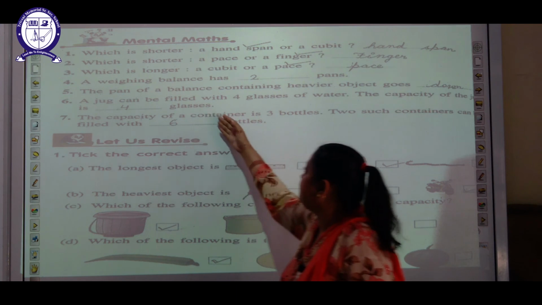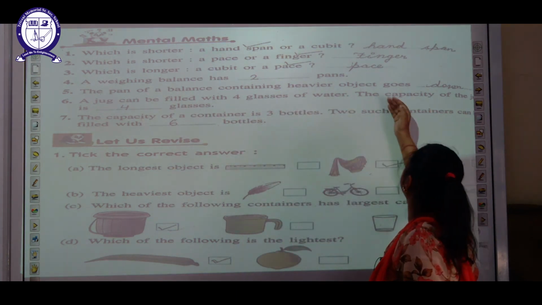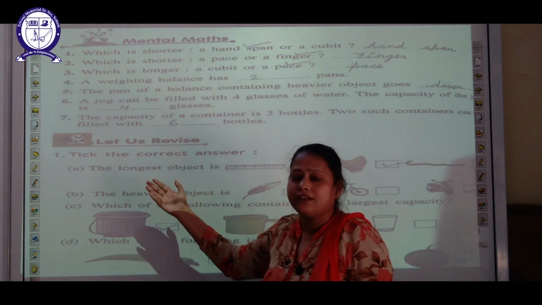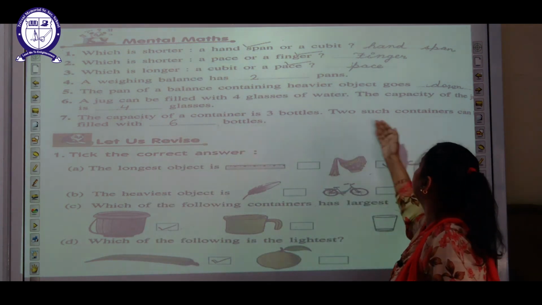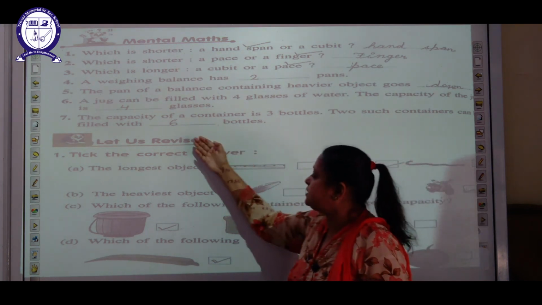A jug can be filled with 4 glasses of water. The capacity of the jug is 4 glasses. The capacity of a container is 3 bottles. 2 such containers can be filled with 6 bottles.